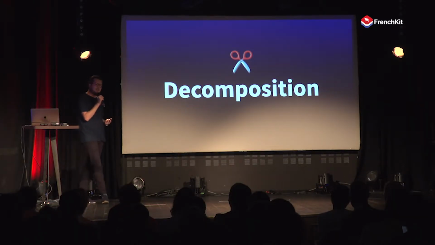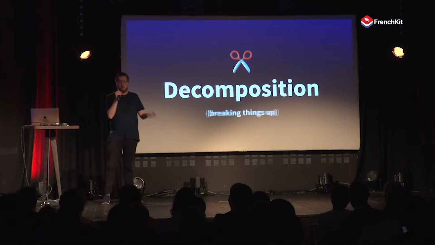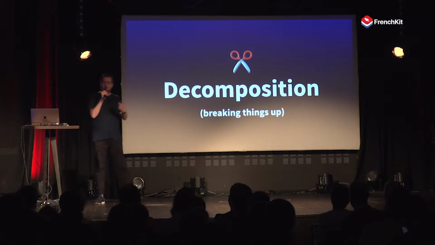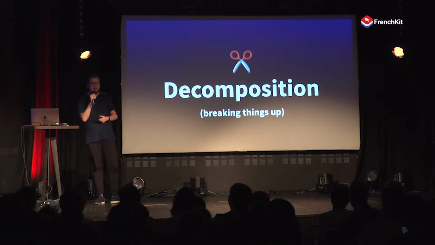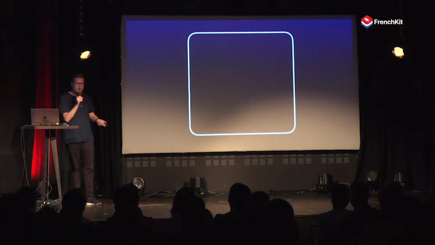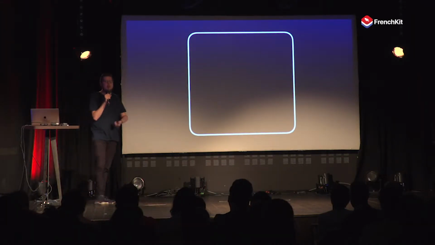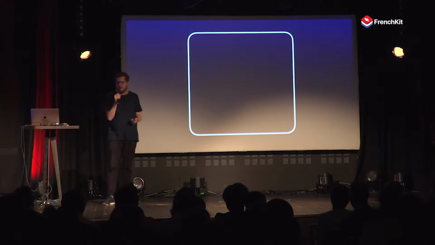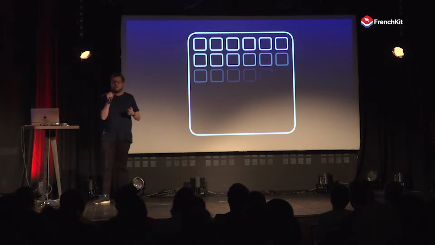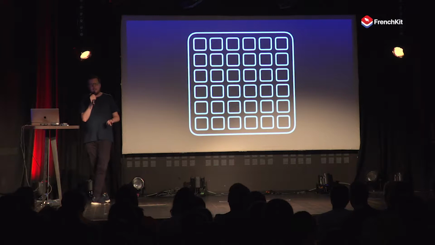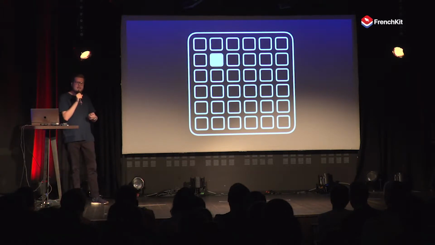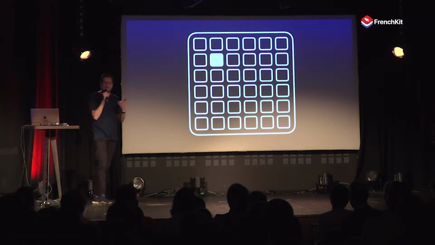Now, decomposition is basically a fancy way of saying breaking things up. So you probably heard about composition, putting things together. But before we can do that, we need to break things down. Because no one wants to work in an app that is just one big blob of code. No one wants to deal with just one massive thing. We want to break things up into smaller pieces. And ideally, we'd like to work, test, and even maybe deploy a single part of our code base in isolation.